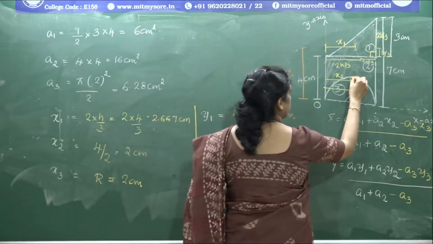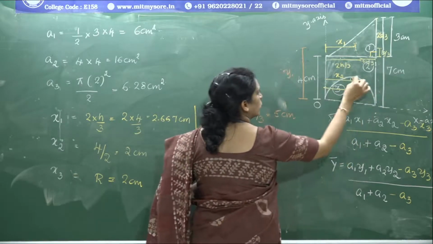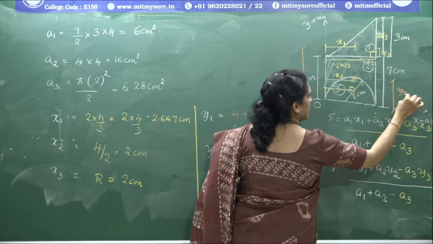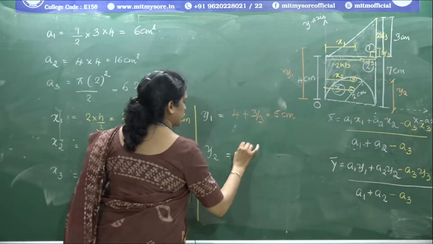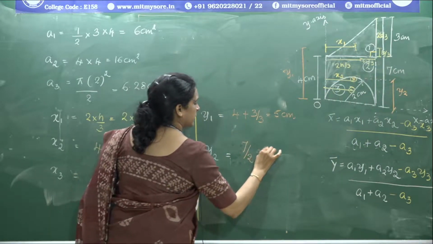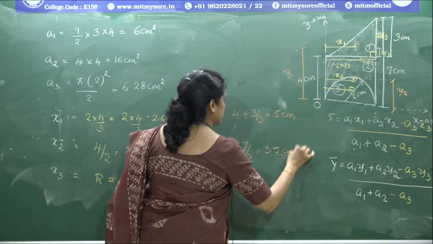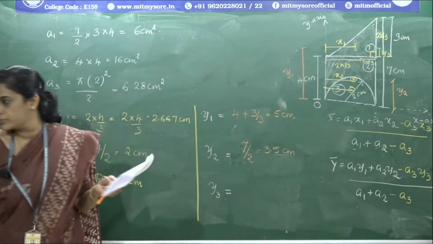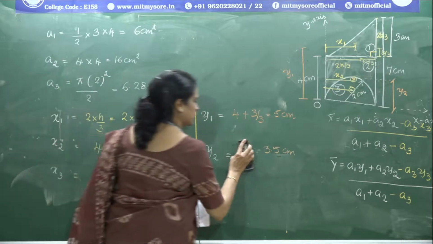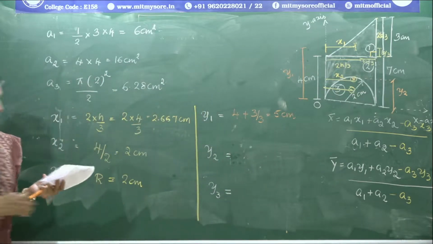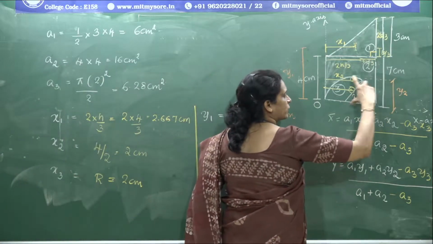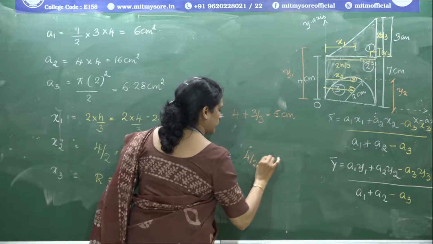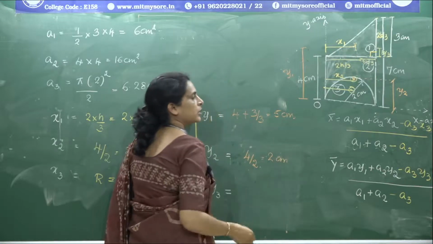Next, here is the point. So y2 is marked here, means the centroid of the second section is 7 by 2. Therefore it is 3.5 centimeter. Next, the centroid of the second section. So it is 4 by 2, 2 centimeter.